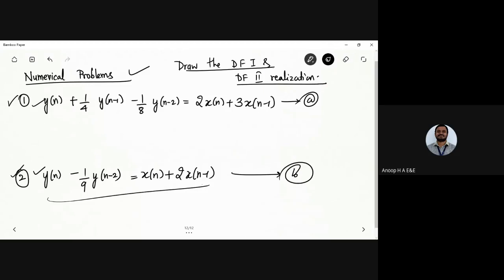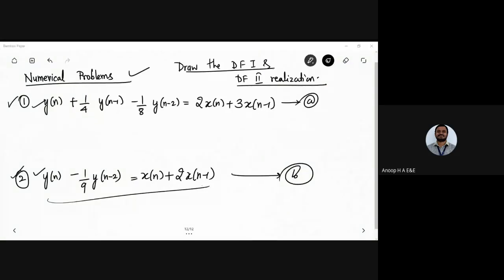Okay, so with this note, I would like to end the session, and we are going to solve a few more problems related to direct form 1 realization and direct form 2 realization. Okay, so I would like to end this session, and we'll be meeting again with the solution to these numerical problems. Okay.